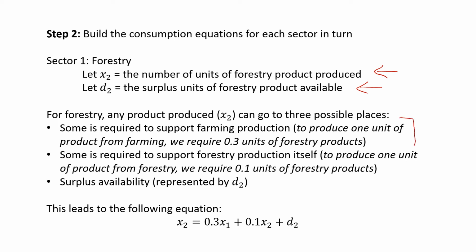Our problem said that every unit of product from farming requires 0.3 units of forestry products. So the number of units of farming product produced was x1. So 0.3 times x1 is the amount of forestry products that's consumed by the farming industry. Our problem also said that every unit of forestry product requires 0.1 units of forestry products. So 0.1 times x2 is the amount of forestry product that is consumed internally, that the forestry sector uses themselves.